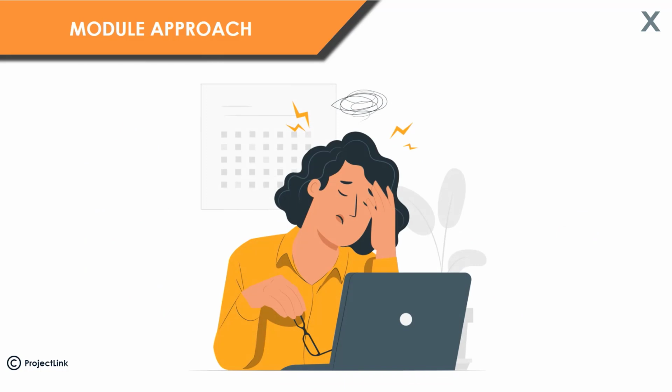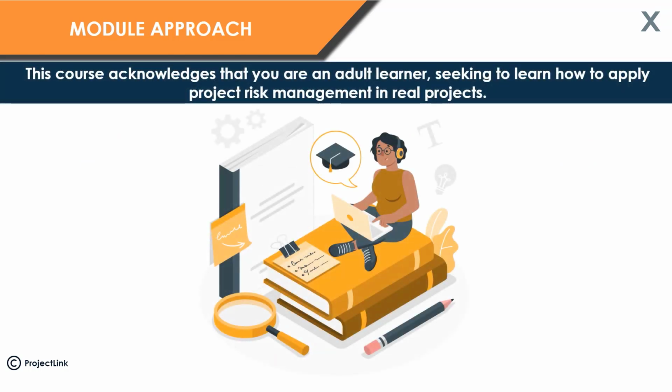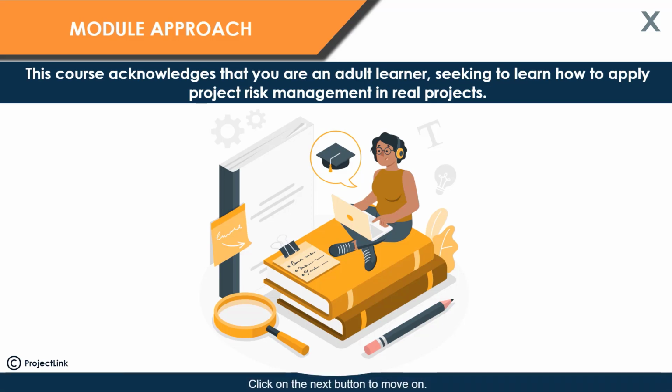This module, as with the broader course, does not have a pass versus fail mindset. Instead, it acknowledges that you are an adult learner, seeking to learn how to apply project risk management in real projects. You are therefore intrinsically motivated to acquire the skills this course offers, and will be taking ownership, with the help of Project Link of course, of your learning experience.